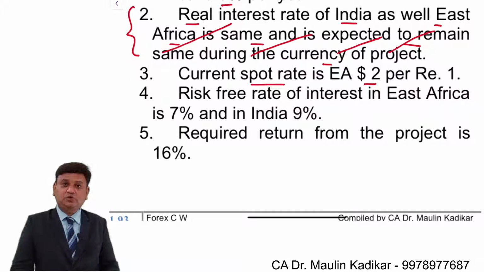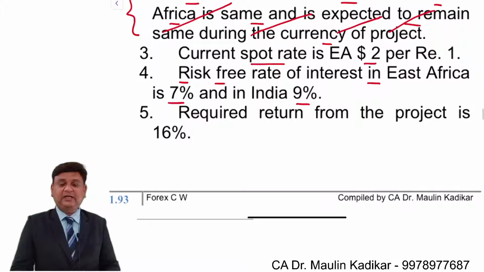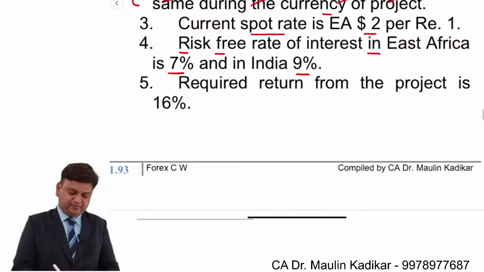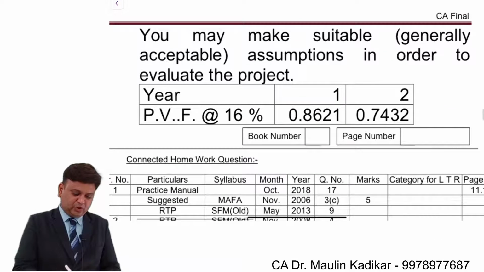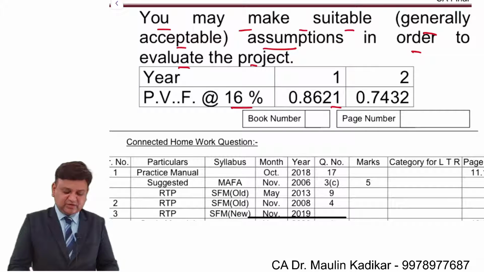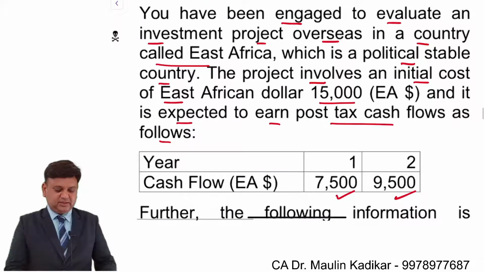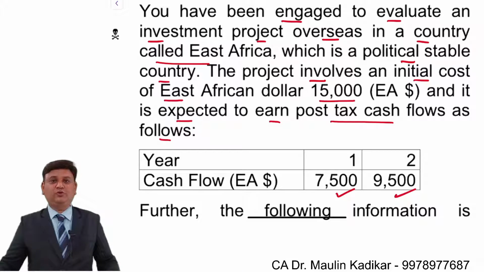Spot exchange rate is 2 East African dollar per rupee. Risk-free rate of interest in East Africa is 7% and in India it is 9%. Required return from the project is 16%. You may make suitable assumptions which should be generally acceptable in order to evaluate the project. Discounting factors have been given to us for first year and second year. This is the way information is given. I request all of you to go through the information of the question, please.